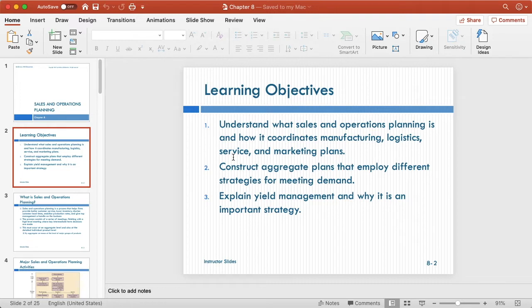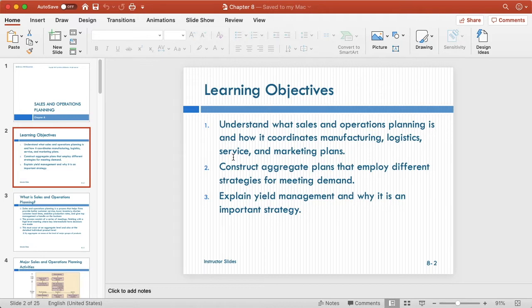Based on what we already learned about how sales and operations planning works, we start to construct different types of aggregate operations and sales and operations plans. Basically, we employ four different strategies of aggregate operations planning in order to meet demand. We will talk about every strategy in detail in a second.